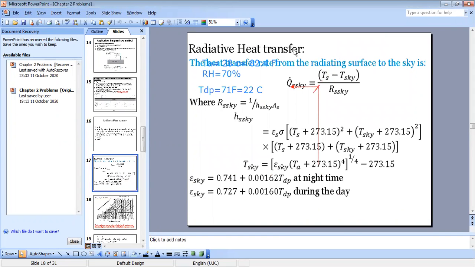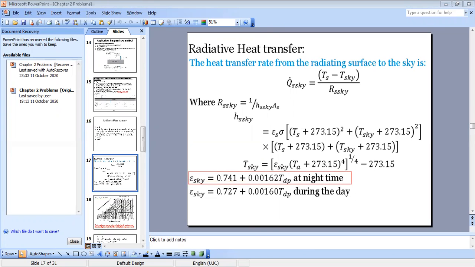So now if I go back to my formulas, what I am interested in is to find the radiation flux between the surface and the sky, and I have everything given here. So T surface is given, T sky is given, sigma is the Boltzmann constant, I know it. Now I still need epsilon. Epsilon is given by the following empirical relation, and you have two relations, one for night and one for the day.